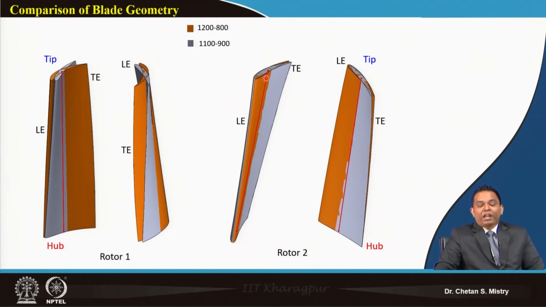Now, when we compare 800 Pascal and 900 Pascal, we realize that when this is 900 Pascal, our twist is coming slightly on the larger side. The major change we find is towards the tip region. Near the hub region, not much modification. That is what can be observed. So like this, you can play with a number of parameters.